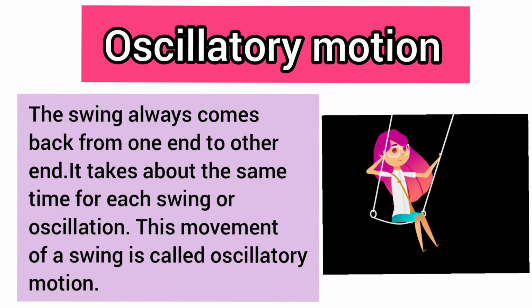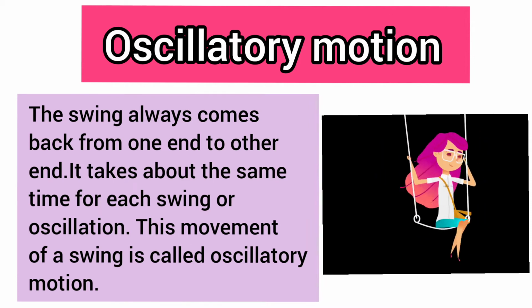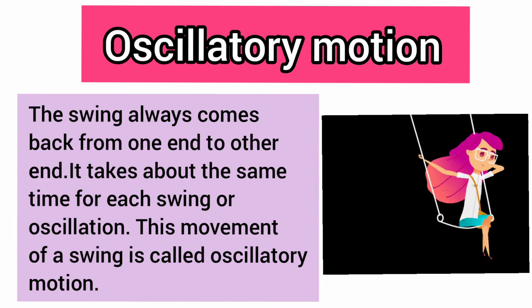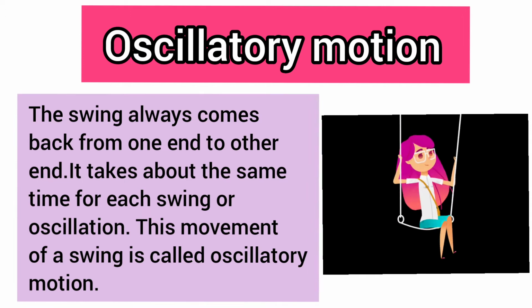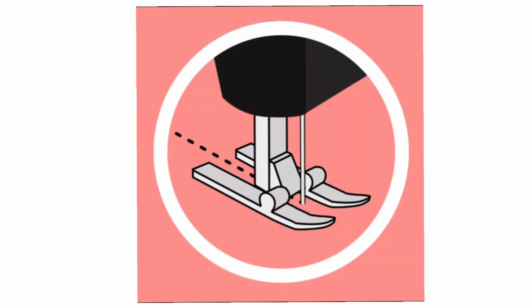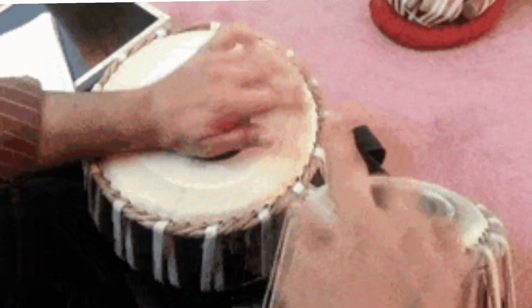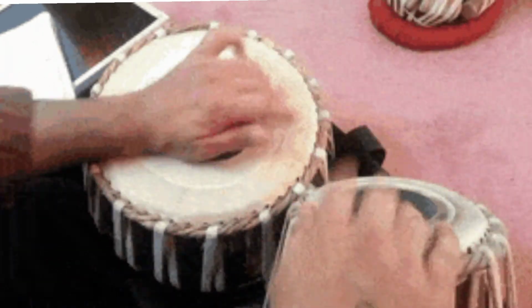The swing always comes back from one end to the other end. It takes about the same time for each swing or oscillation. This movement of a swing is called oscillatory motion. Similarly, the movements of the pendulum of a clock, the wings of a bird, the needle of a sewing machine and the vibrating diaphragm of a tabla or drum are also some examples of oscillatory motion.